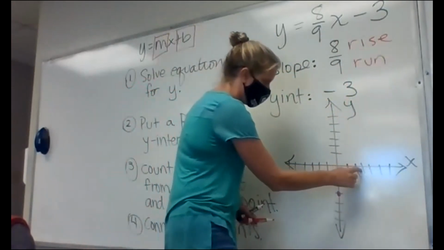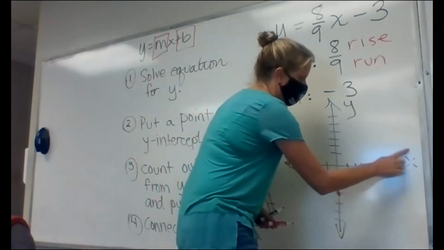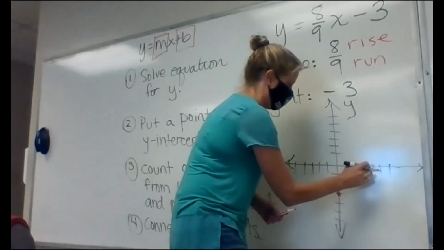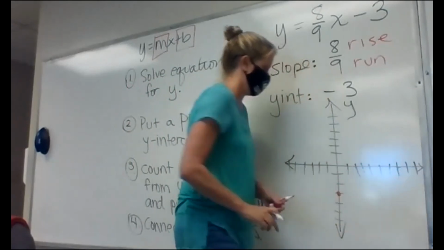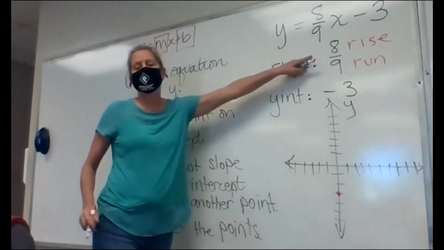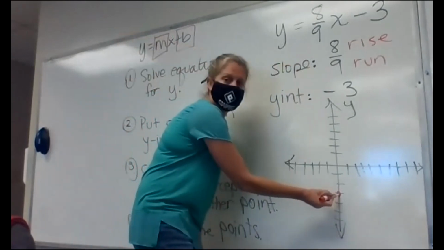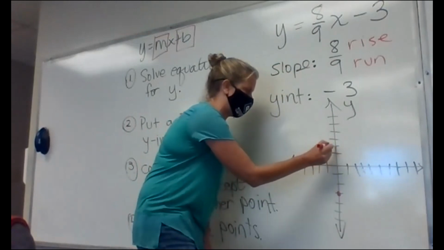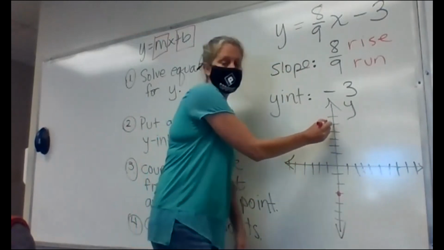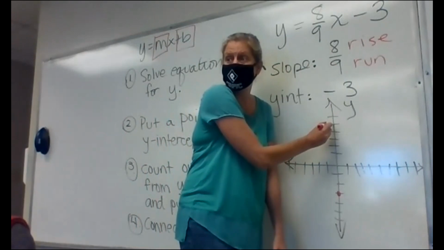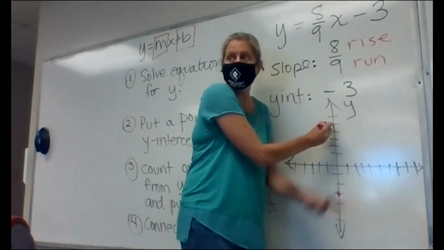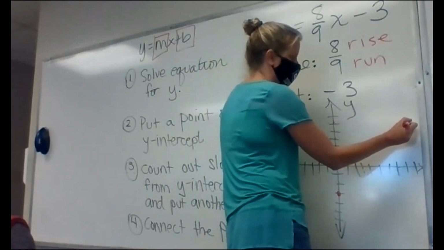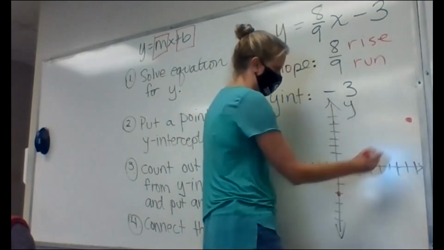Uh-oh. I need to be able to run farther. Ain't no more road. I know, 1, 2, 3, 4, 5, 6, 7, 8, 9. So from here, where do I start my rise? From this point that I just put on there, you're going to rise 1, 2, 3, 4, 5, 6, 7, 8. Don't do anything there. Run 9. So you're going to run all the way 1, 2, 3, 4, 5, 6, 7, 8, 9. That's where that point will be.